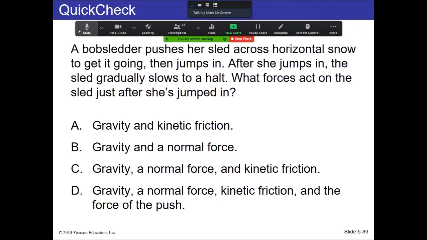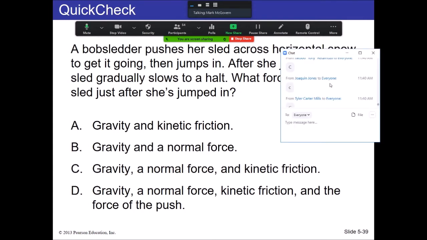Okay. A bobsledder pushes her sled across horizontal snow to get it going, then jumps in. This sounds fun. After she jumps in, the sled gradually slows to a halt. What forces act on the sled just after she jumped in it? Ooh, this is a good one. What do you think? Let me know in the chat. I dare you to get this right.